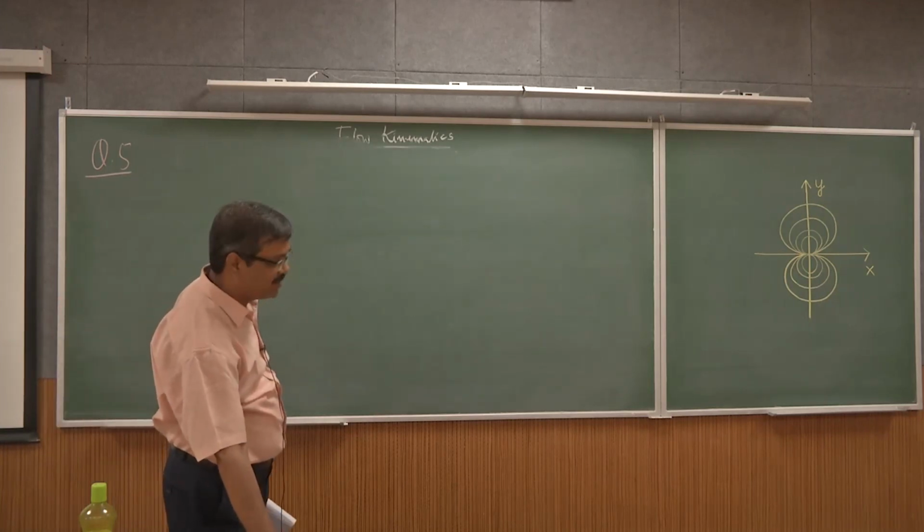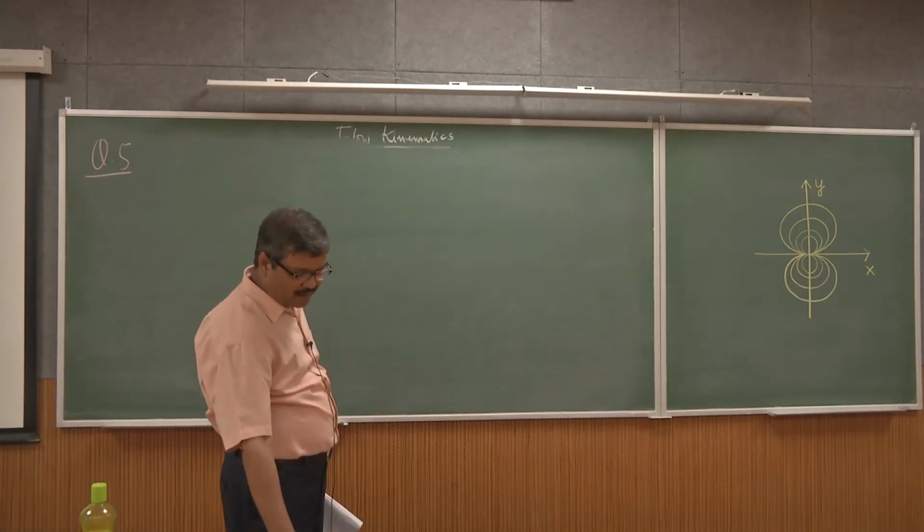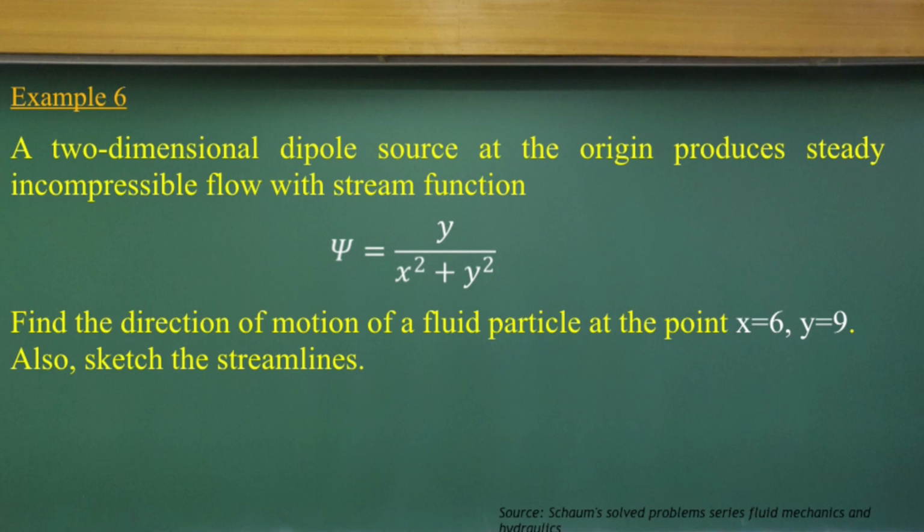The figures, what you can see on the blackboard: a two-dimensional dipole source at the origin produces a steady incompressible flow with a stream function as given.